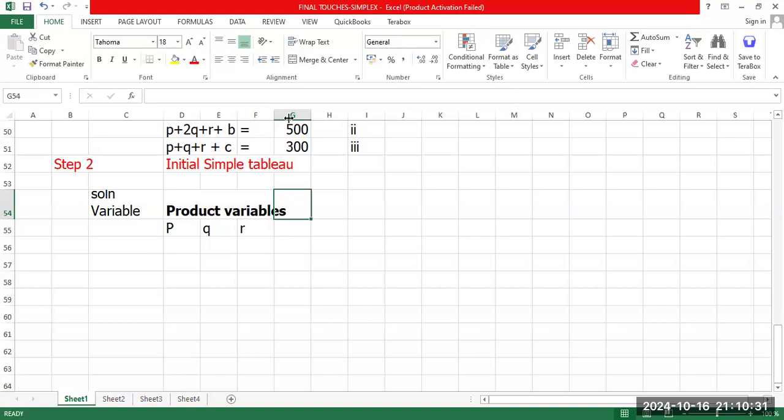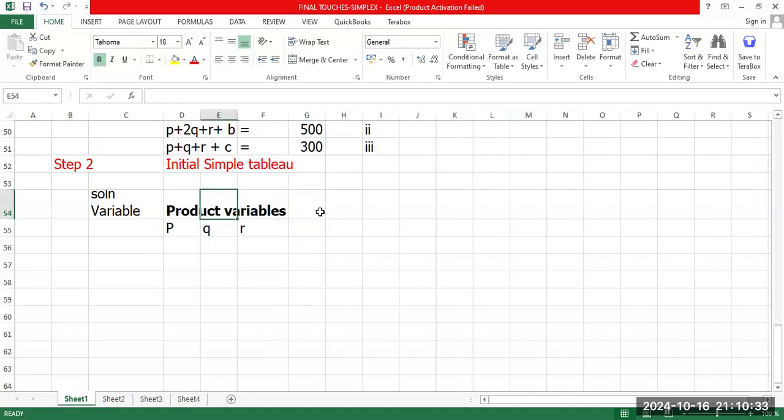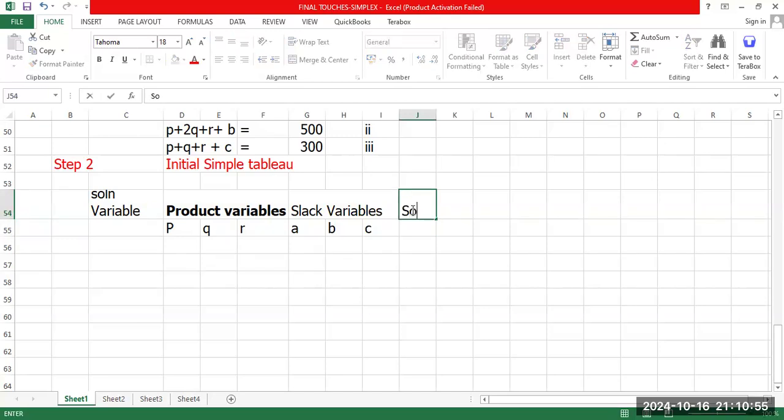After product variables, you will need Slack variables. How many Slack variables do you have? You have A, you have B, you have C. Then after Slack variables, you'll need another column for solution quantity.